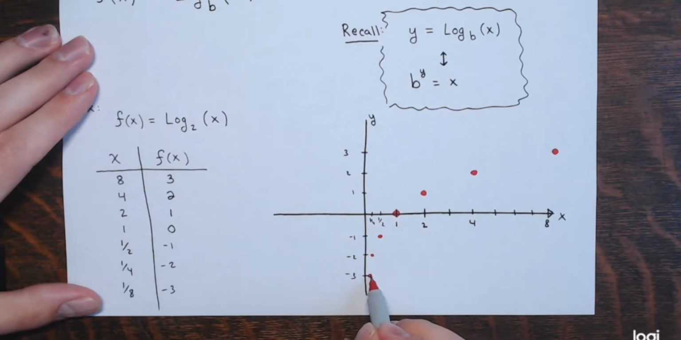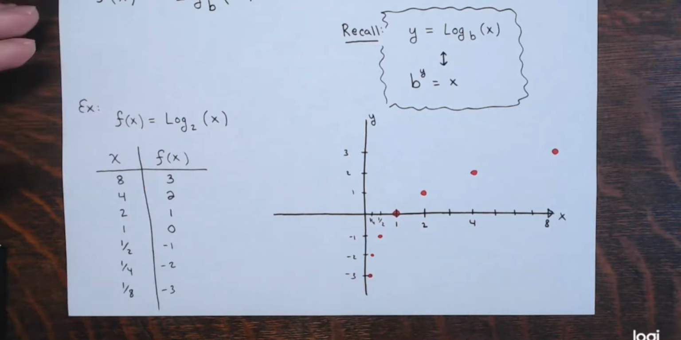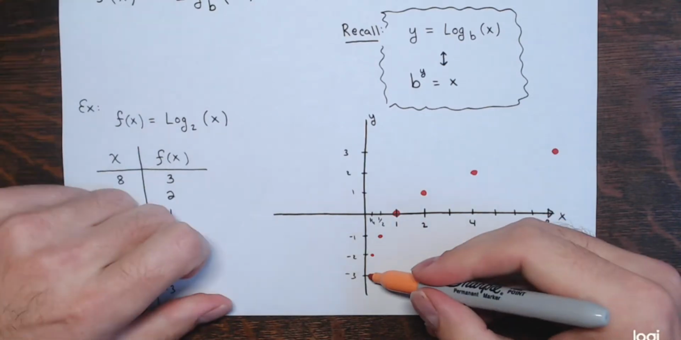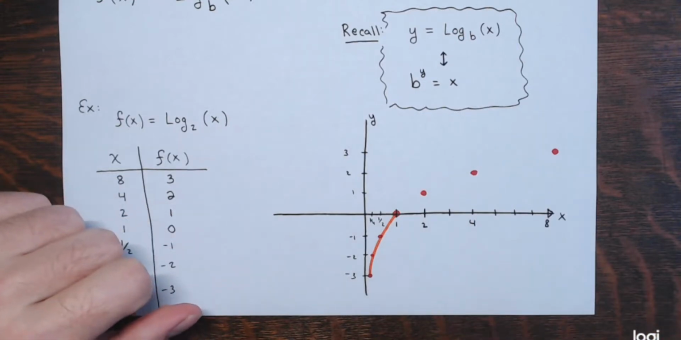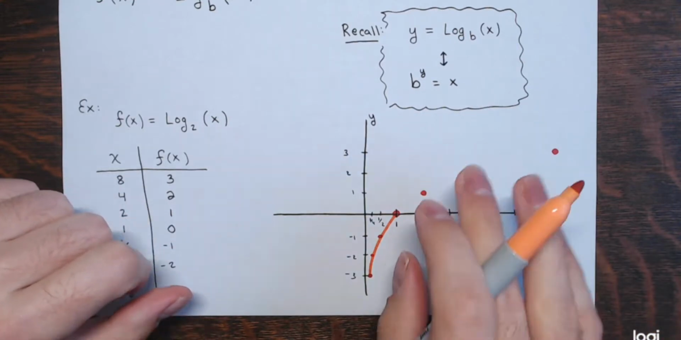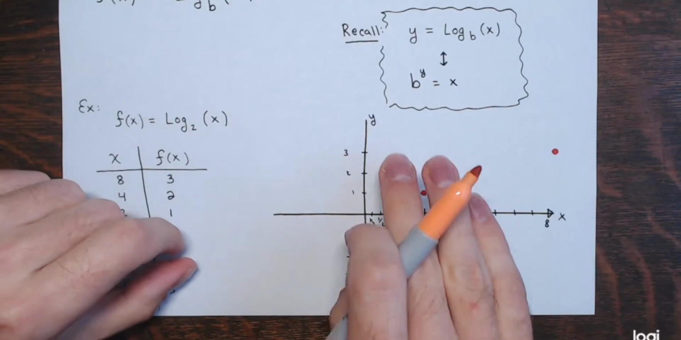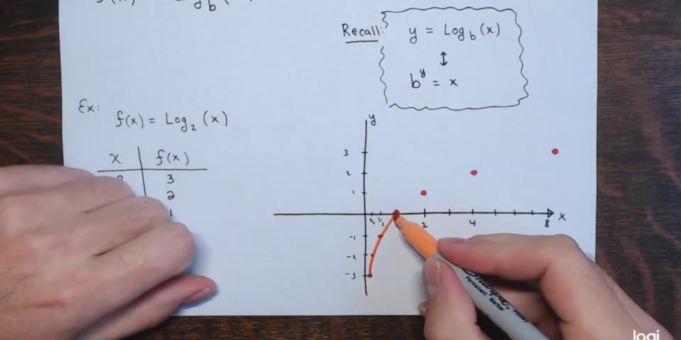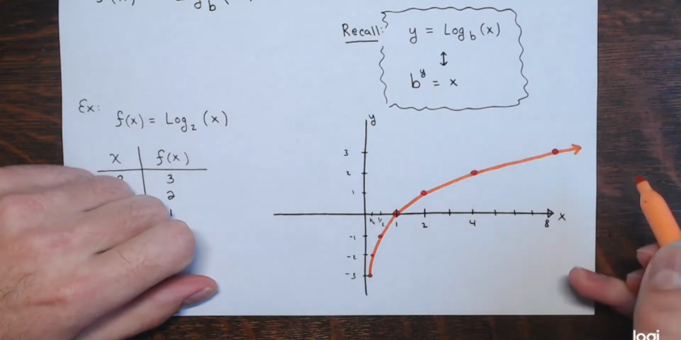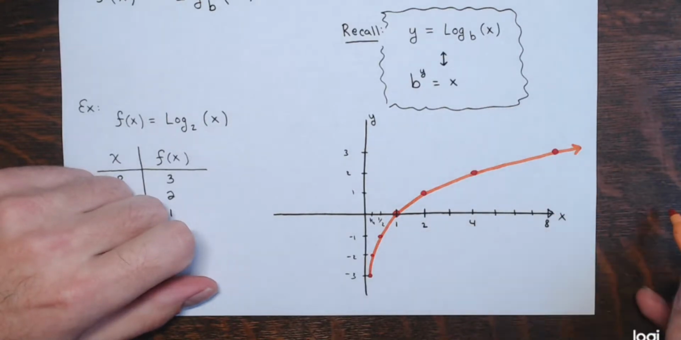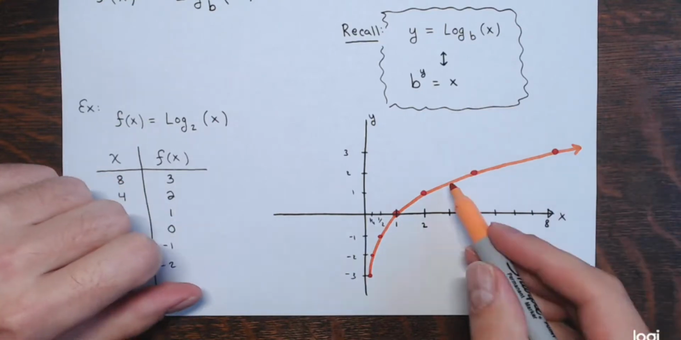And hopefully you can see what's happening. If I start connecting these, it's very much like an exponential function. But instead of being above the x-axis, it's to the right of the y-axis. So this is going up forever that way, right? Like I said, if I plugged in 16, I'd get 4. If I plugged in 32, I'd get 5. It would just be going up very, very slowly.